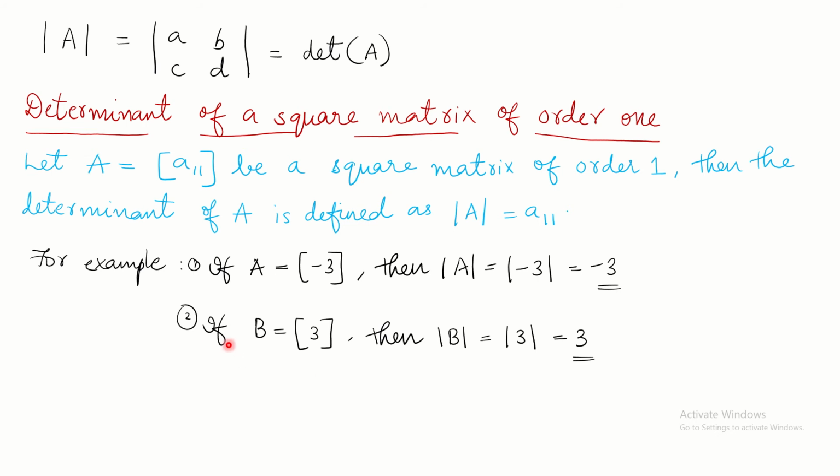In the second matrix, if B is equal to matrix [3], this 3 is now positive. Then determinant of B is equal to determinant of 3, that is equal to 3, the element that is in it. And one more thing: whenever you are finding a determinant value, the matrix should be changed to the determinant sign. In the matrix sign you cannot write the value. It will be wrong. Whenever you find a determinant, you have to put vertical lines.